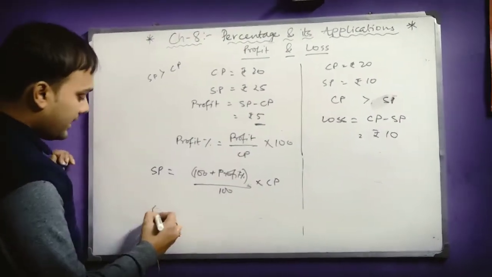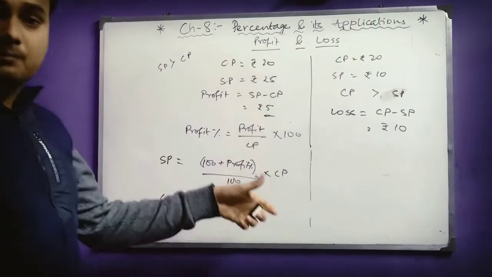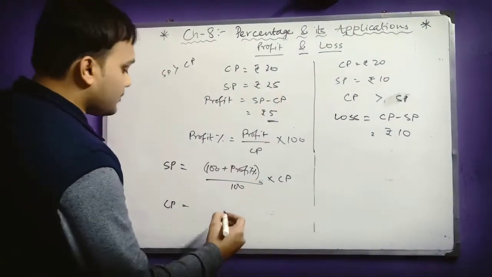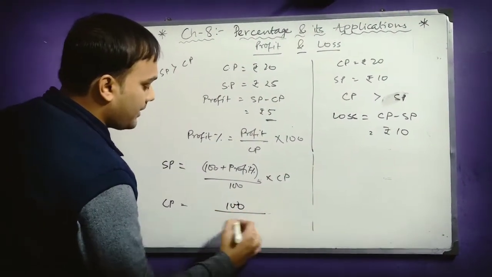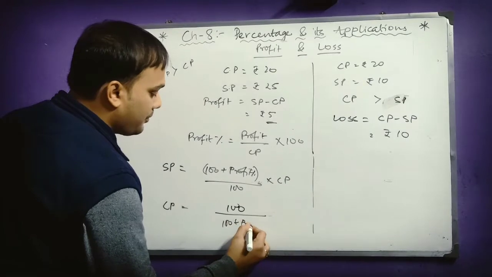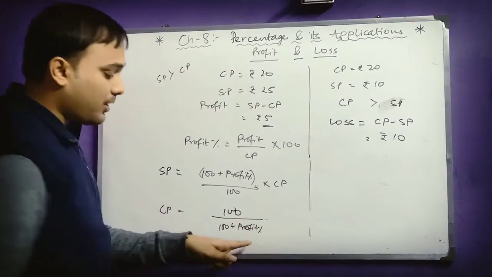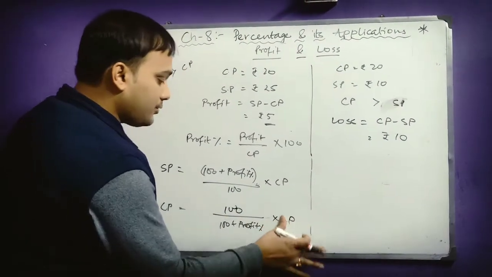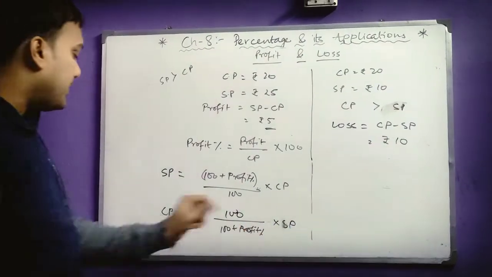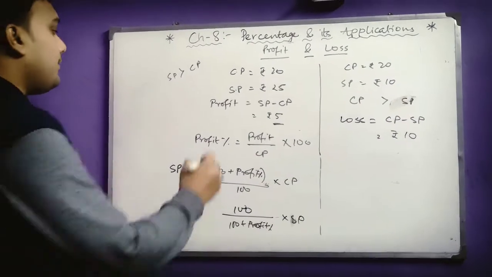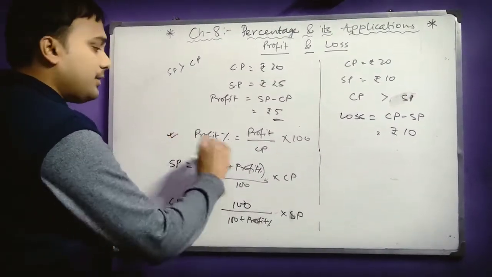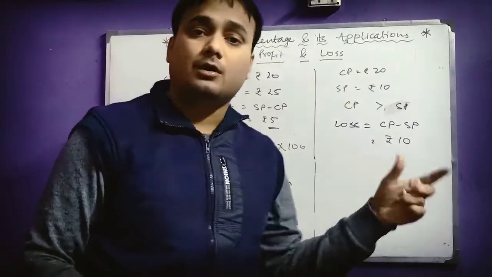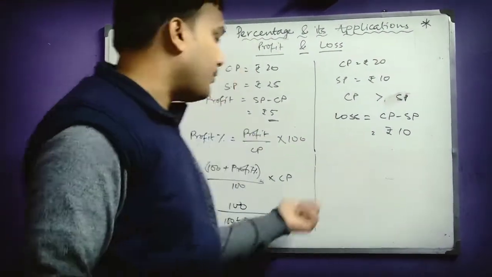And similarly, the case is for profit, but if I know everything, only I have to find the CP. So it will be equals to 100, divided by 100 plus profit percentage. Remember, this is not profit, this is profit percent. Then into SP. So this will give you CP. So these are the main few formulas. Profit, you know it very well, SP and CP. So whatever parameter you don't know, you can easily apply the formula to find this one.